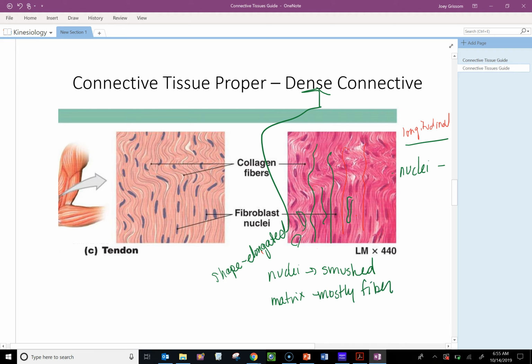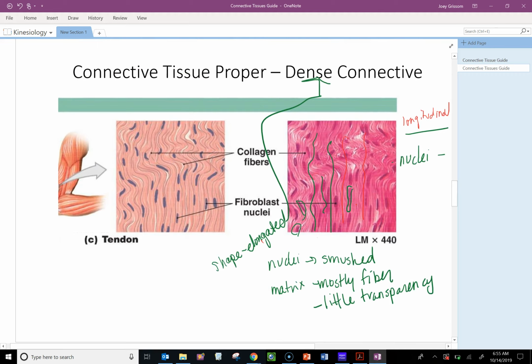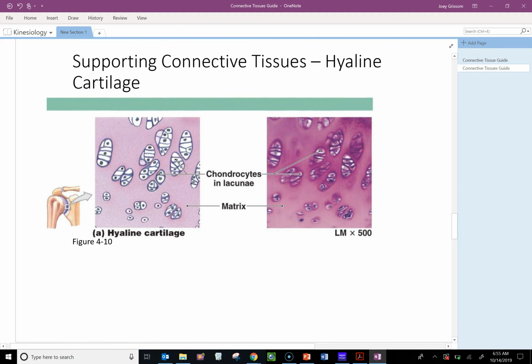And since it's mostly fiber, there's going to be little transparency. It's going to be very see-through. Okay. So I don't have a slide on here of dense irregular connective tissue, and you're not really going to be looking at it, but we are going to be looking at a few examples of supporting connective tissue.